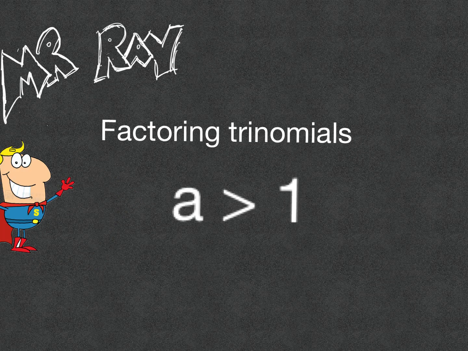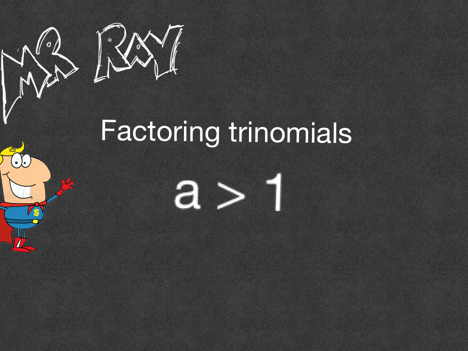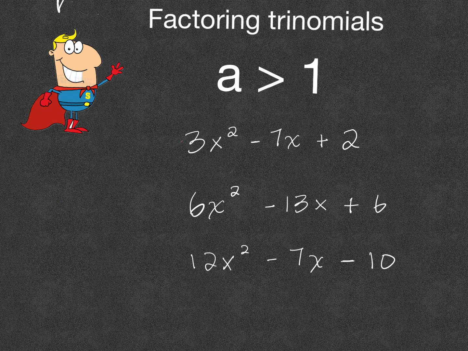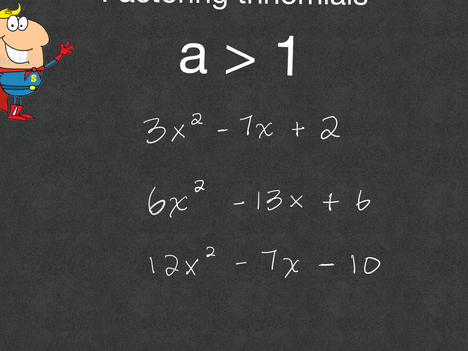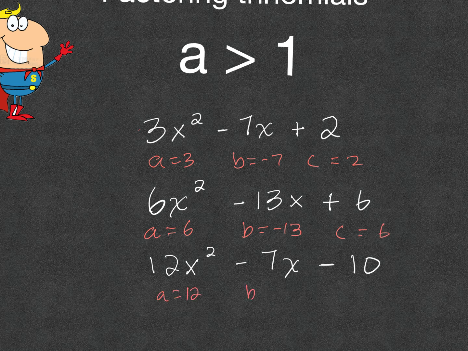When a is greater than 1, what do I mean? Well, I mean these trinomials right here. These are all quadratic trinomials with an a, a b, and a c, and in each one, a is greater than 1. A is equal to 3, b is equal to -7, c is equal to 2. A is equal to 6, b is equal to -13, and c is equal to 6 here. A is equal to 12, b is equal to -7, and c is equal to -10.